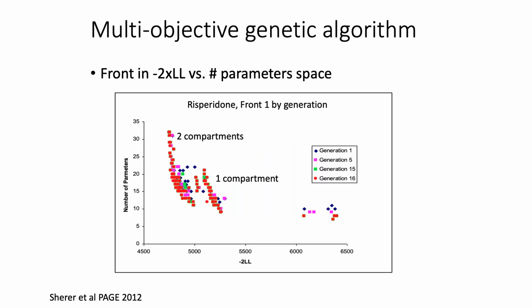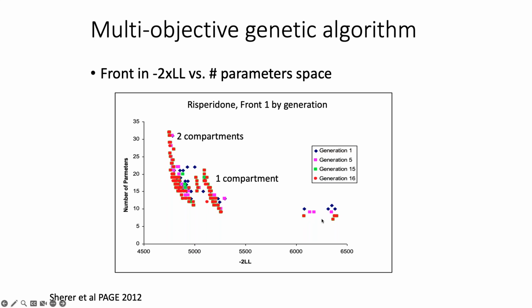So this was applied to that risperidone data set that we talked about before from Katie. What we see here are the number of parameters versus the -2 log likelihood. So number of parameters on the y-axis and -2 log likelihood on the x-axis. For 16 generations, you see a relatively stable front. So our Pareto front is this front that's moving, sort of on the bottom left and across.